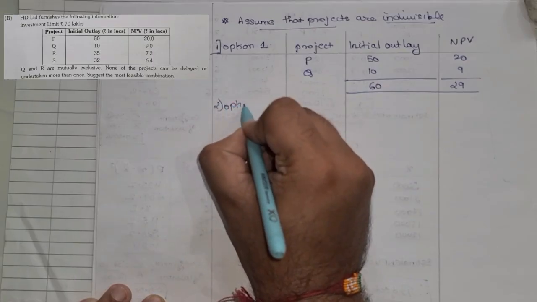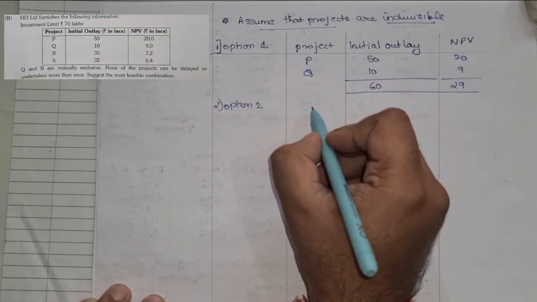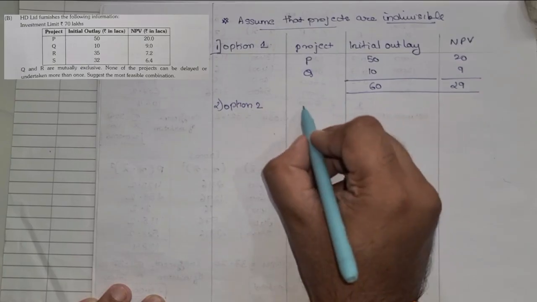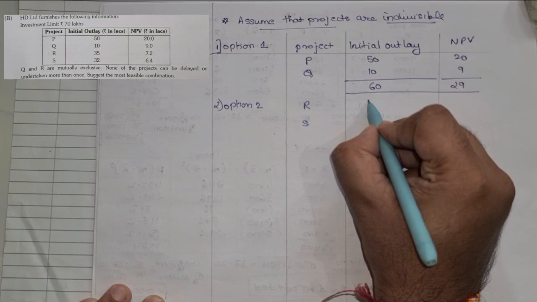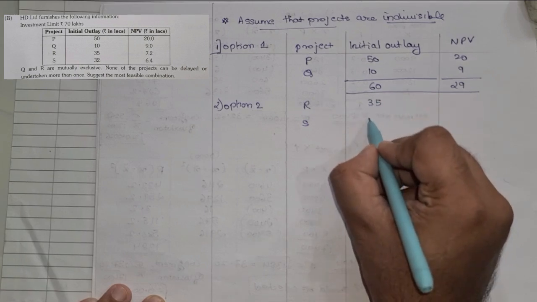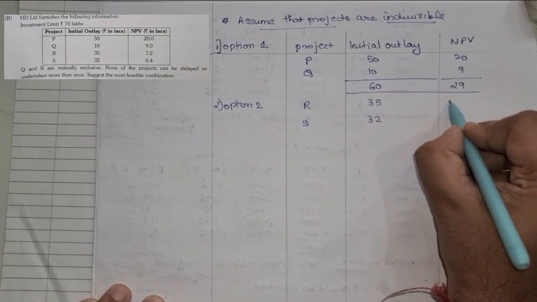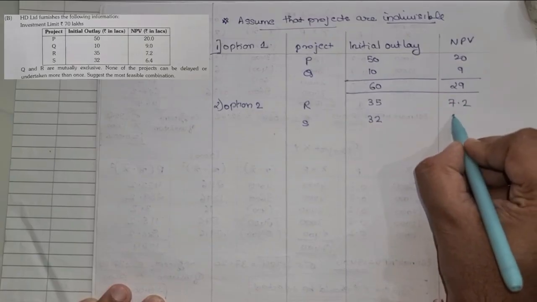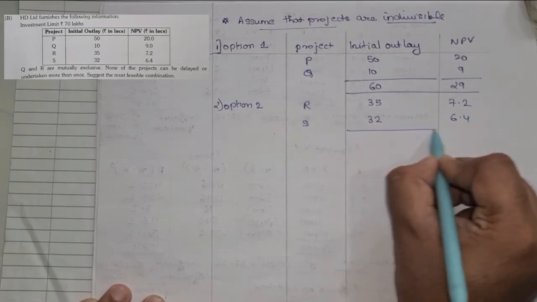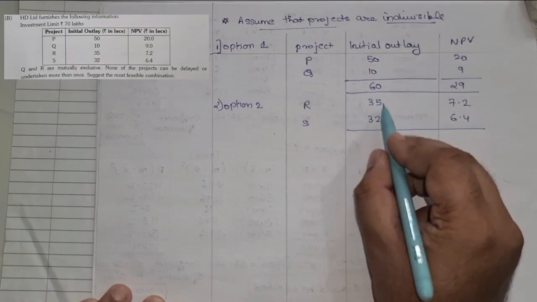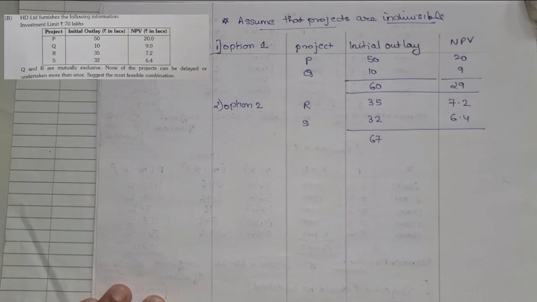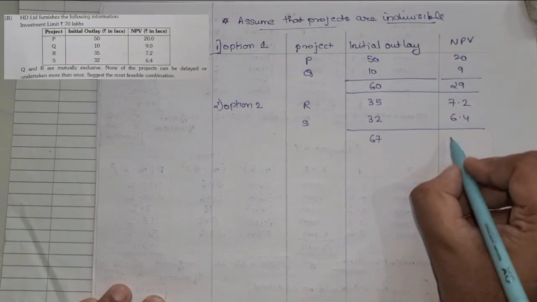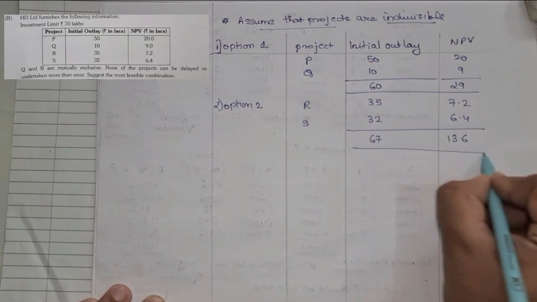If I choose a second option, let's say I take R and S. R is 35, S is 32, which gives you NPVs of 7.2 and 6.4. The total goes to 67 lakhs, and this will become 7.2 plus 6.4, which gives you 13.6 NPV.